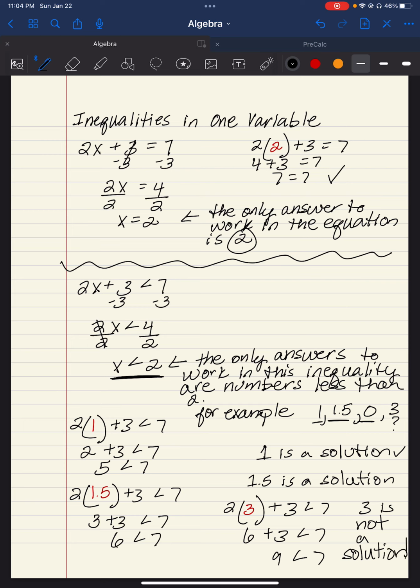So you have to notice the difference between dealing with an equation versus an inequality. Again, an equation has one answer, and in this case it happens to be 2. An inequality is saying that the numbers we plug in for x have to be less than 7. All of our answers that will work in this inequality have to be less than 2. If we plug 2 in, we would get 7, but that would make this statement false.